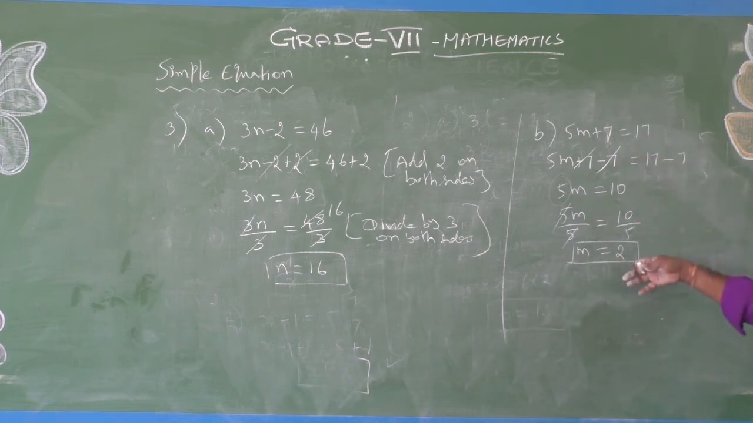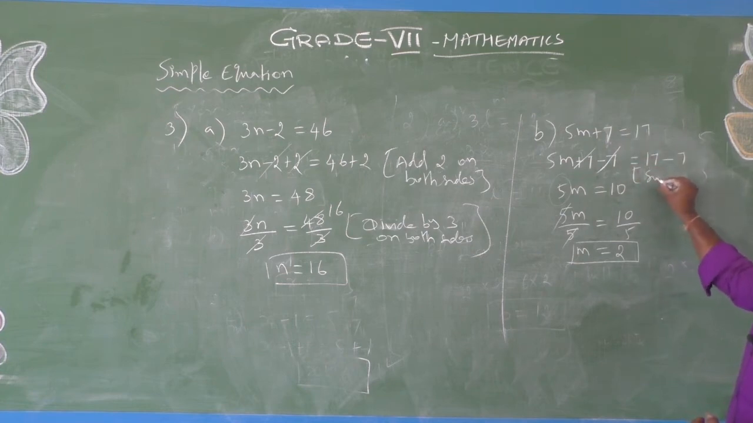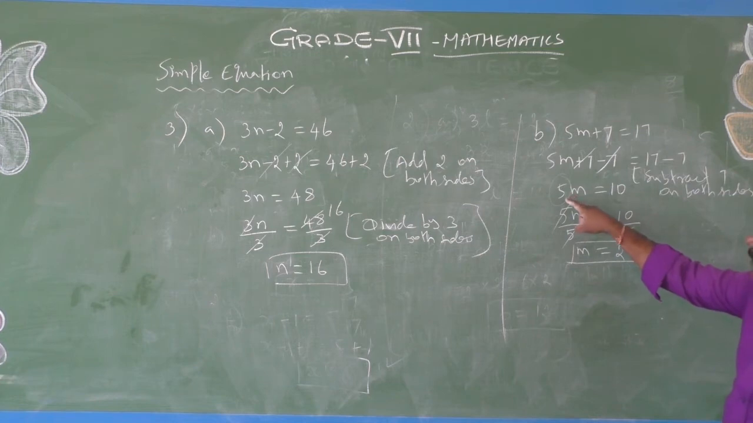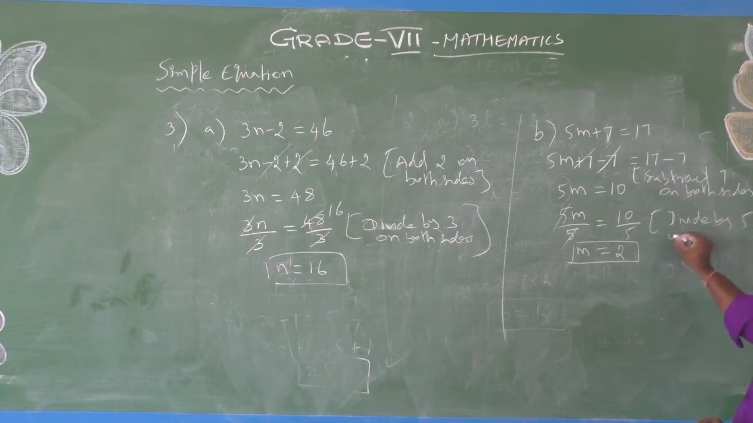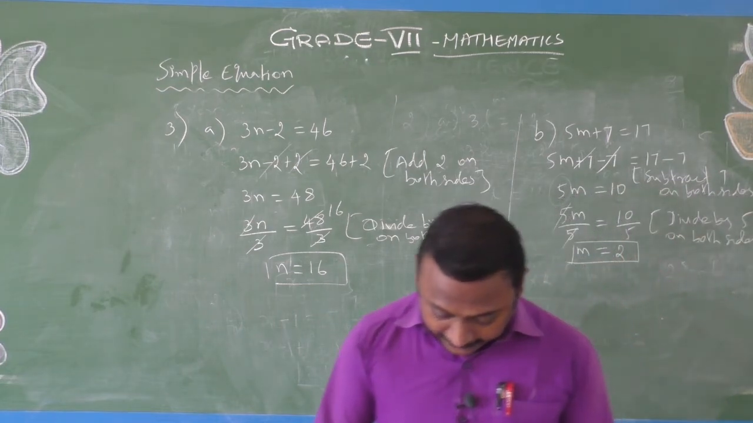So what to do? Here we have plus 7, so subtract 7 on both sides. Here we have multiply by 5, so we divide by 5 on both sides. Okay, are you clear? The next one.